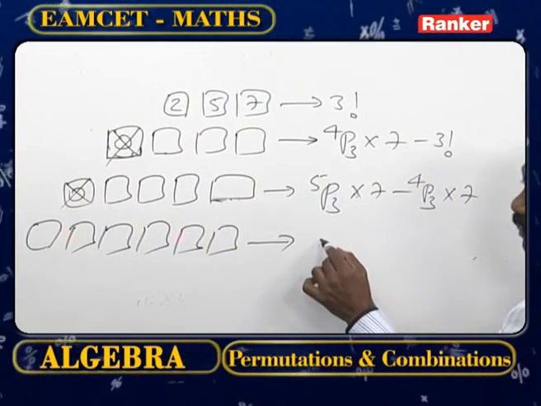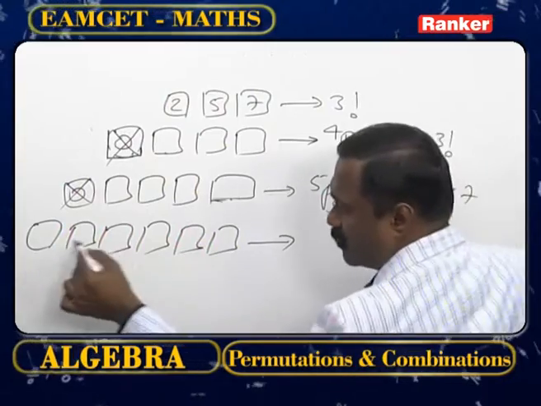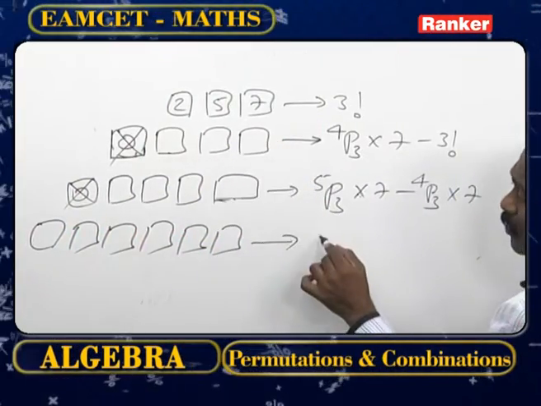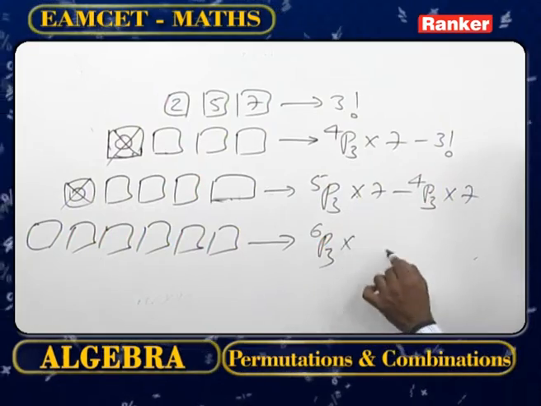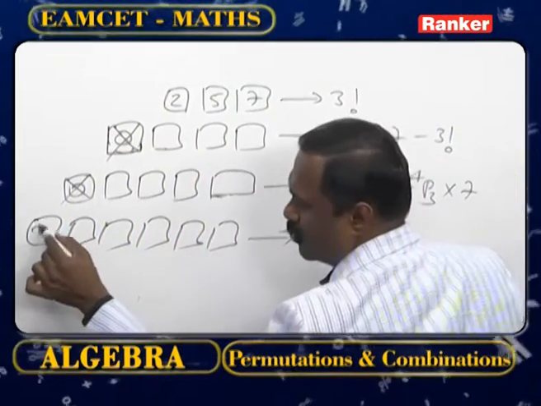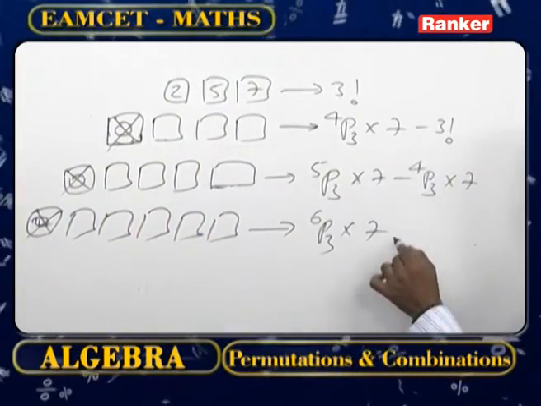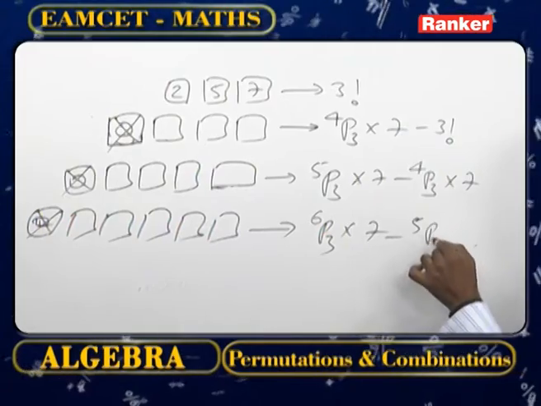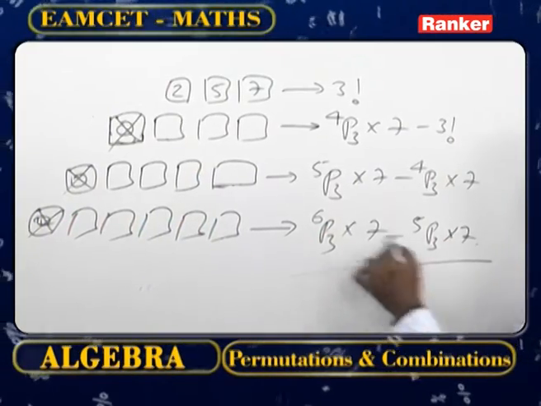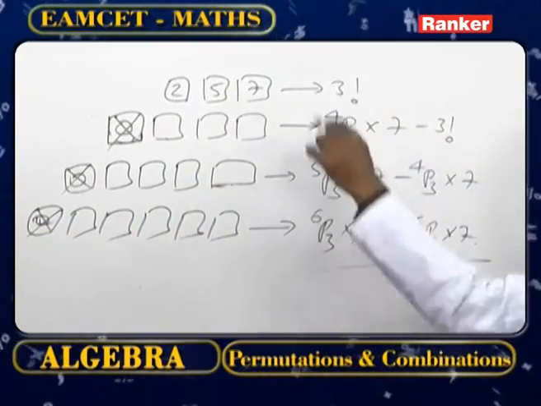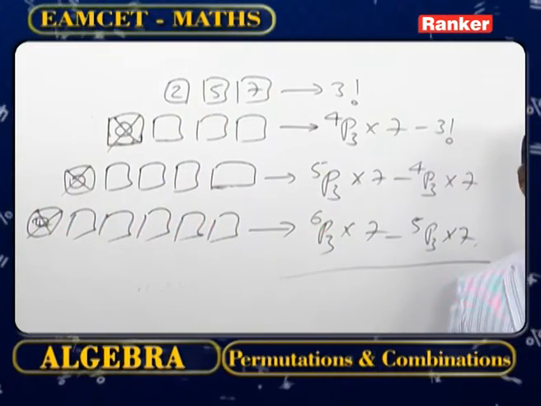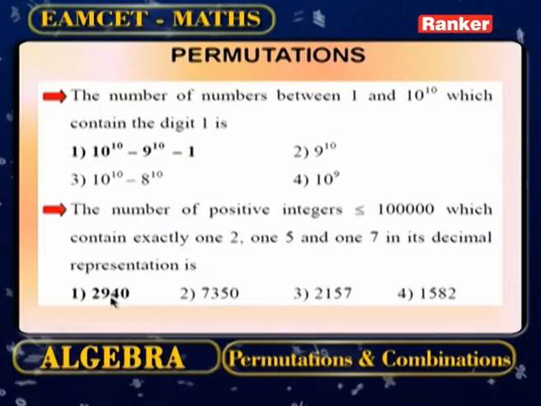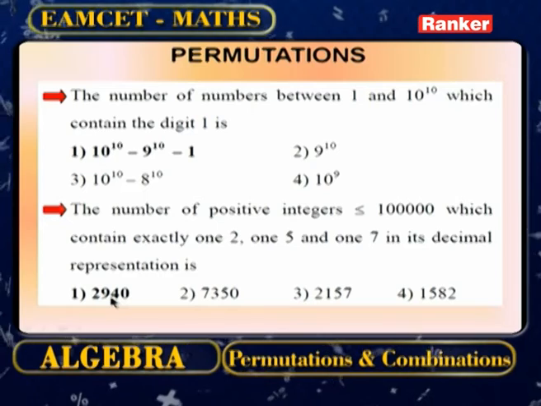What else is remaining is, if you have 6 digits here and 6 blank places here, 6p3 into, of course, 7, 0 should not be there, minus the same 5p3 into 7. If you add them, these two will be automatically cancelled and this remains. If you simplify that, you will get the answer. Okay, so that is the solution for this one. Okay, go to the next one.